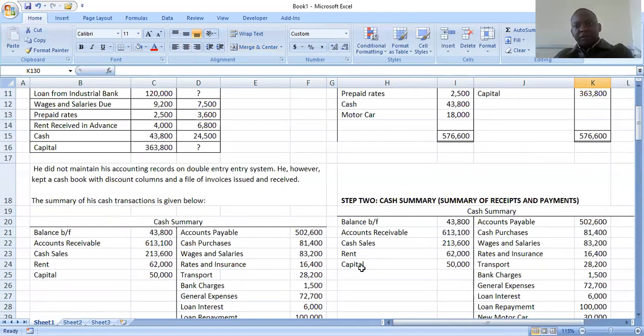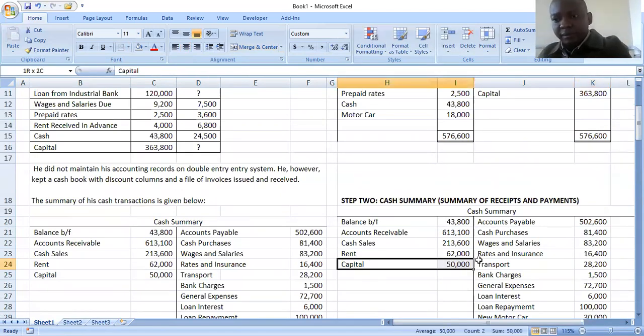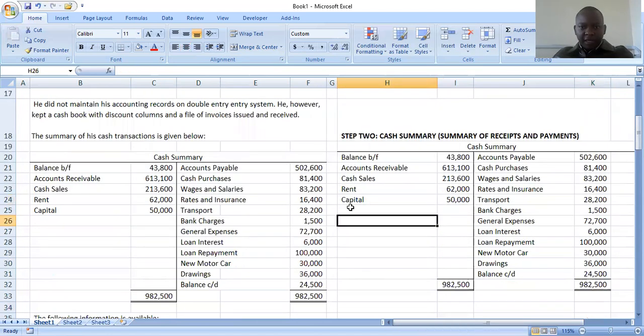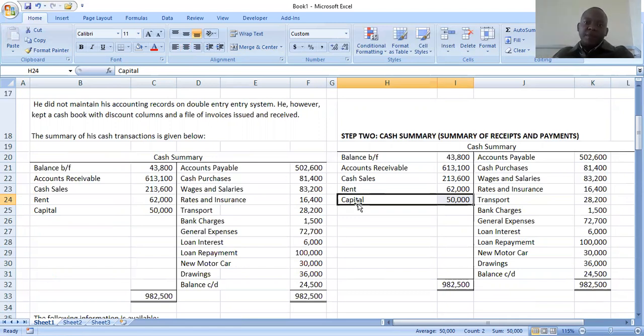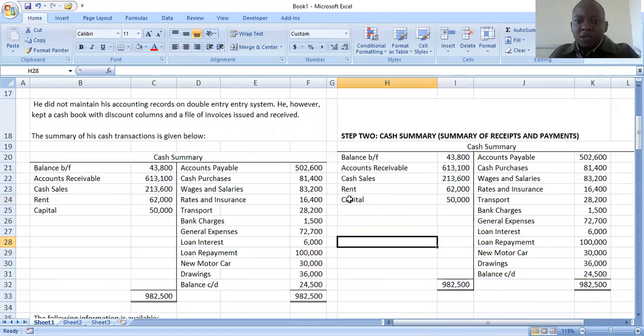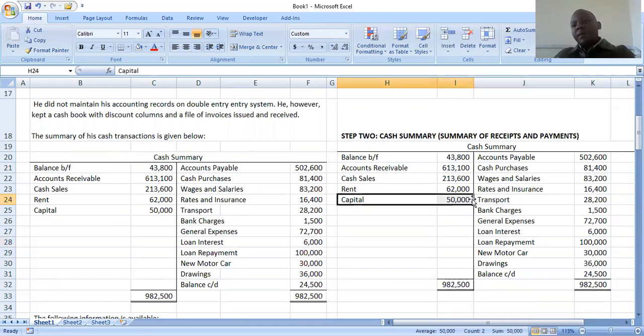That is capital, and capital increased. What you are seeing here is that cash increased with capital. So that is to say that the owner brought in extra capital of 50,000 shillings. Cash was debited, and then capital on the other side is credited. Whenever capital increases, you're supposed to credit. So the capital account should be credited with 50,000 shillings.